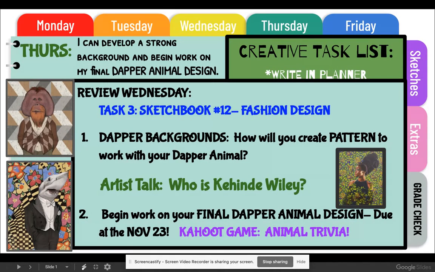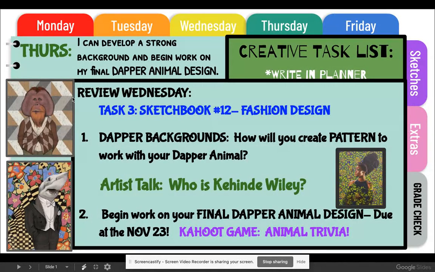Remember that we've already created and dealt with pattern. If you're in sixth grade, we did pattern. If you're in eighth grade, we did pattern. We did that with our starbursts. We are going to be learning about an artist today named Kehinde Wiley. He is the person who painted Obama's portrait for the National Portrait Gallery for his presidency, and he is phenomenal. After that, you are going to be figuring out how you want that background to be. Remember, you can do this digitally or on paper.